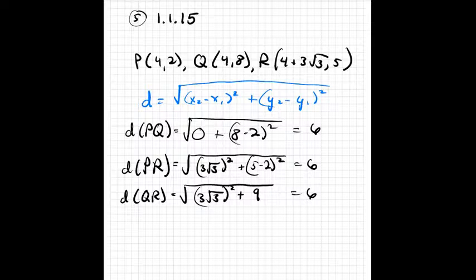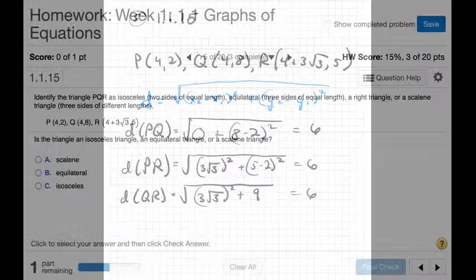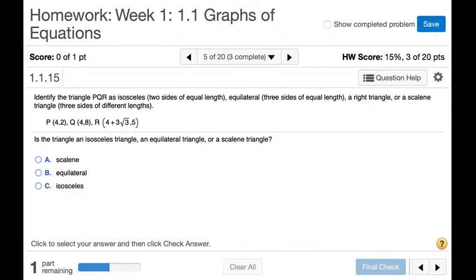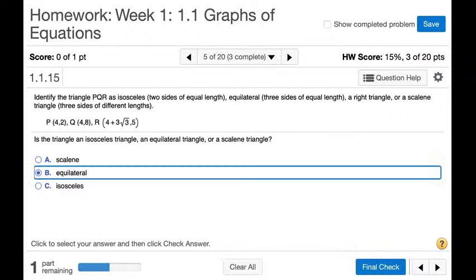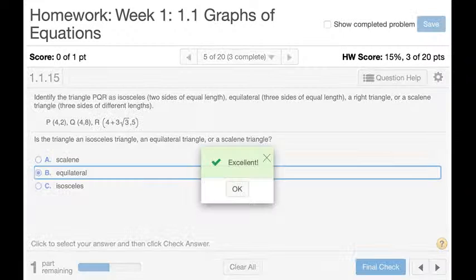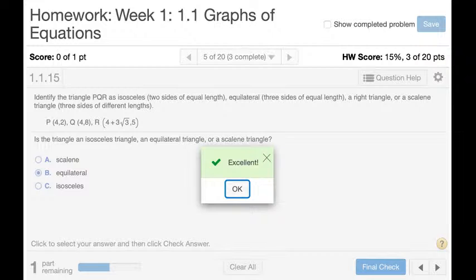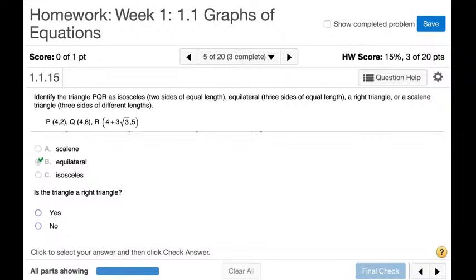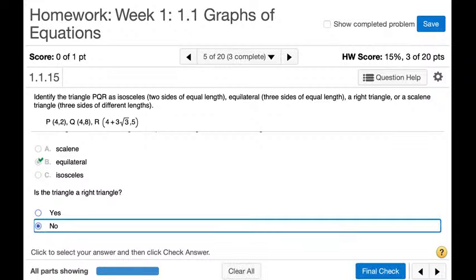Okay. So, let's hop here. It should be equilateral. Okay. Is it a right triangle? We're going to say no. For a right triangle, we had to show a squared plus b squared equals c squared. A squared plus b squared is not equal to c squared here, so it's not a right triangle. That's it there.